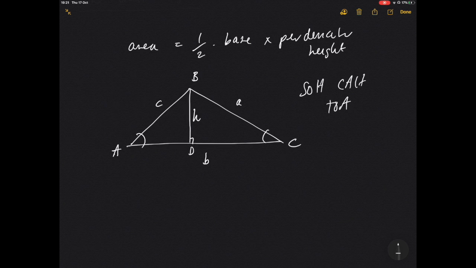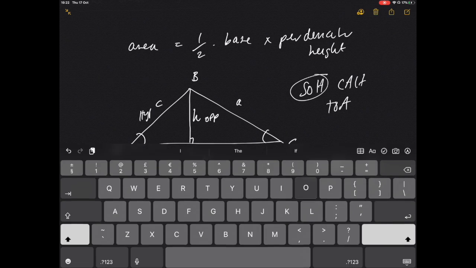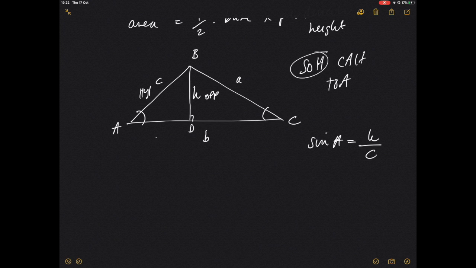So to find our H, which would be our opposite, we don't have an adjacent, so it's got to be a hypotenuse and an opposite, which would be sine. So we say that sine A equals our opposite, which is H, over our hypotenuse, which is C. So that would be H equals C sine A.